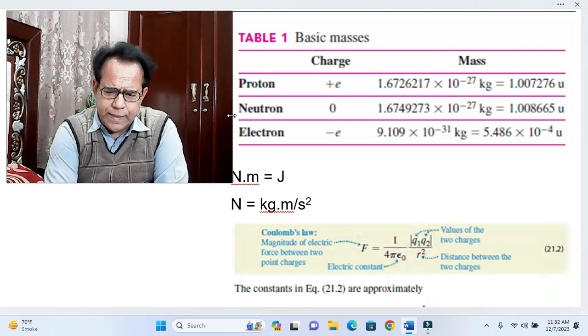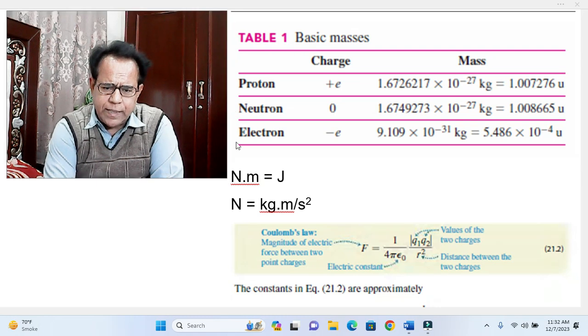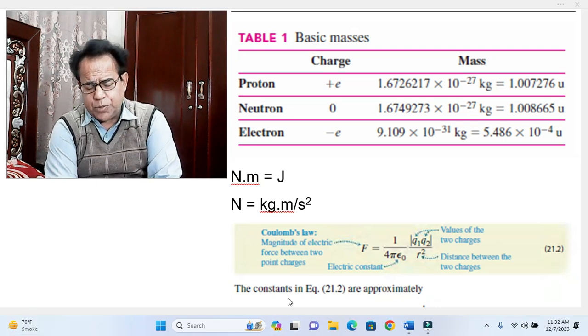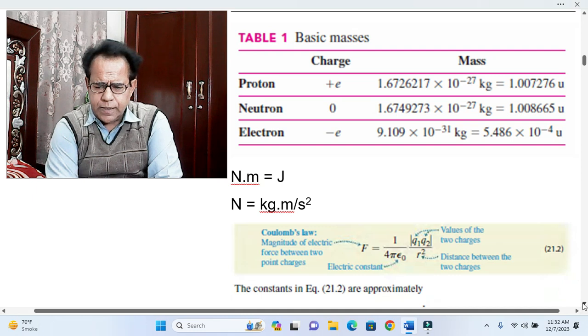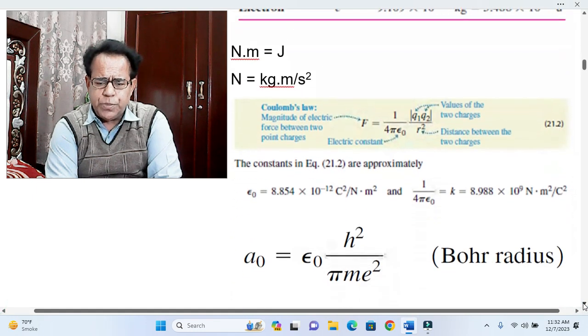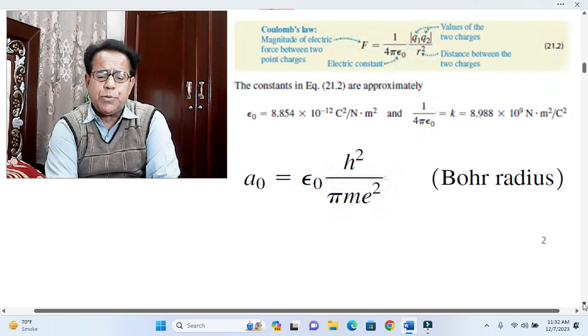Next to this, a minor hint is given which will also be availed in this problem: Newton into meter is equal to joule, and Newton is equal to kilogram meter per second square. Okay, these are by definitions of these terms. This conversion will also be used here. Yes students, now we are going to the other snapshot.